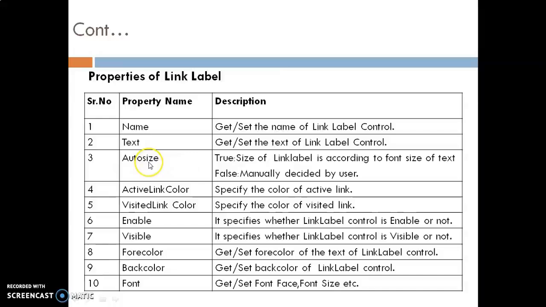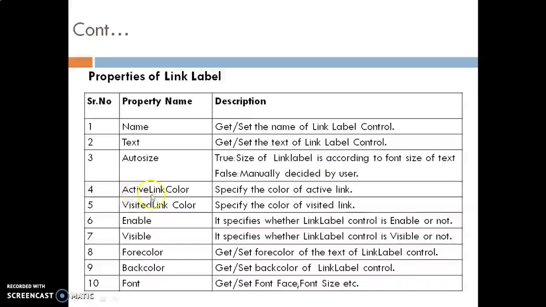Third property is auto size. Auto size has two values, true or false. If the user selects true, then the size of link label is set according to the font size of the text. And second is false. If false is selected, then link label size is manually decided by user.